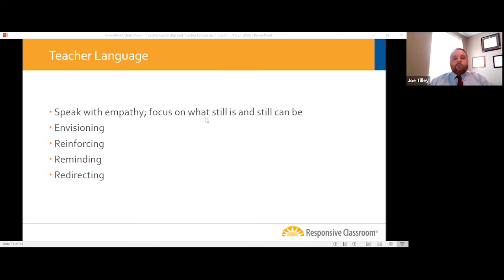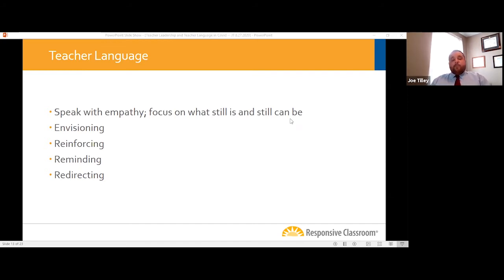And so just making sure that we have that opportunity to really focus on those things so that we can give a picture to students about what still is. It's a new environment, but it's still our environment. And it's an environment that we can put everybody in and we can be successful and we can still learn in. And so really digging into what these teacher language pieces are and how they impact the classroom is going to be really important.